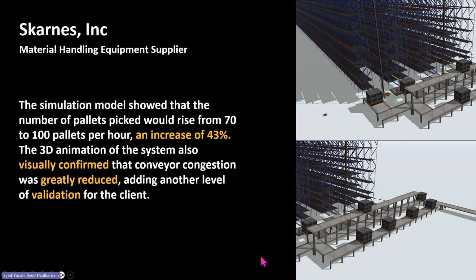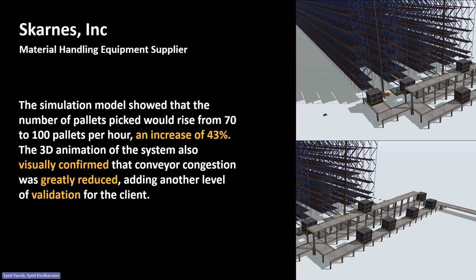In this case, I will just cover a little bit more on material handling. In this example, the company simulated a model and showed that the number of pallet pickups will rise from 70 to 100 pallets per hour, an increase of 43%. So how do we get this kind of study? We simulate. The 3D animation will simulate and visually confirm where the congestion in the conveyor line is.